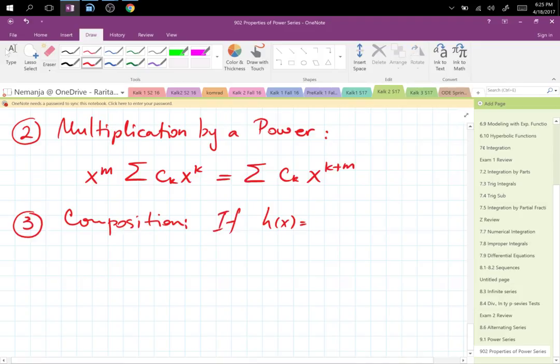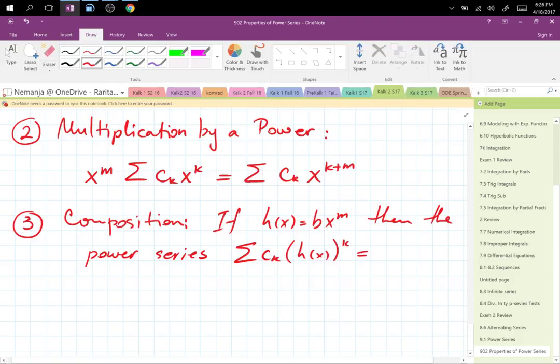If h of x is equal to b x to the m, and m is a positive integer, b is a non-zero real number, then the power series, summation of ck of h of x to the k, converges to f of h of x. Just gonna write it series.